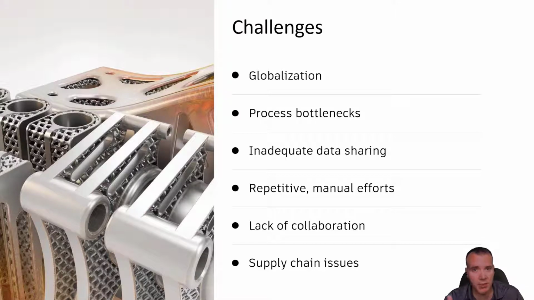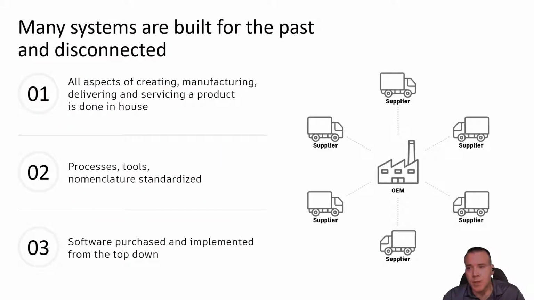Your ability to interface with your suppliers efficiently is going to have a direct impact on how successfully you can weather the kind of storms that we're going through today. Right. So now, a big part of the problem and a big reason these challenges are present today is because a lot of our systems, both process and our software systems, are designed for the past and they're not connected.